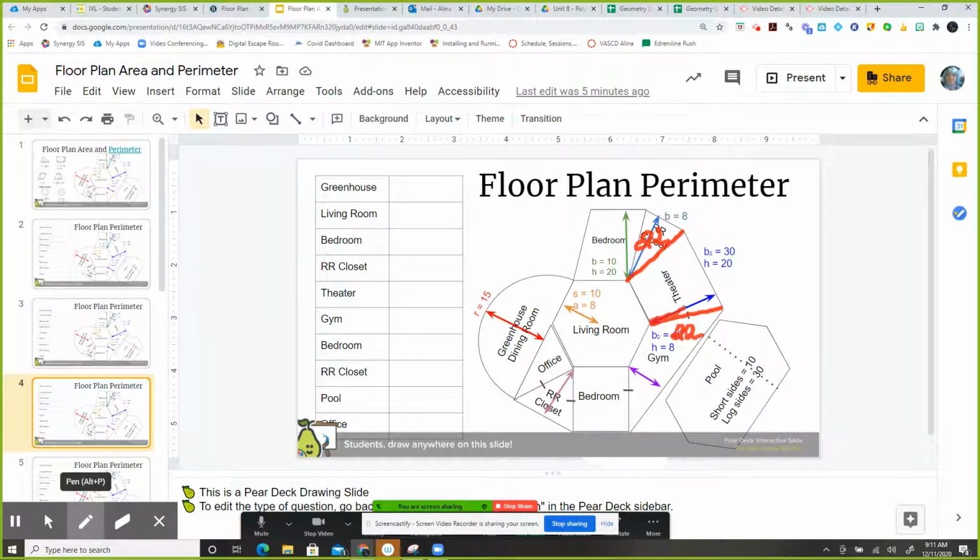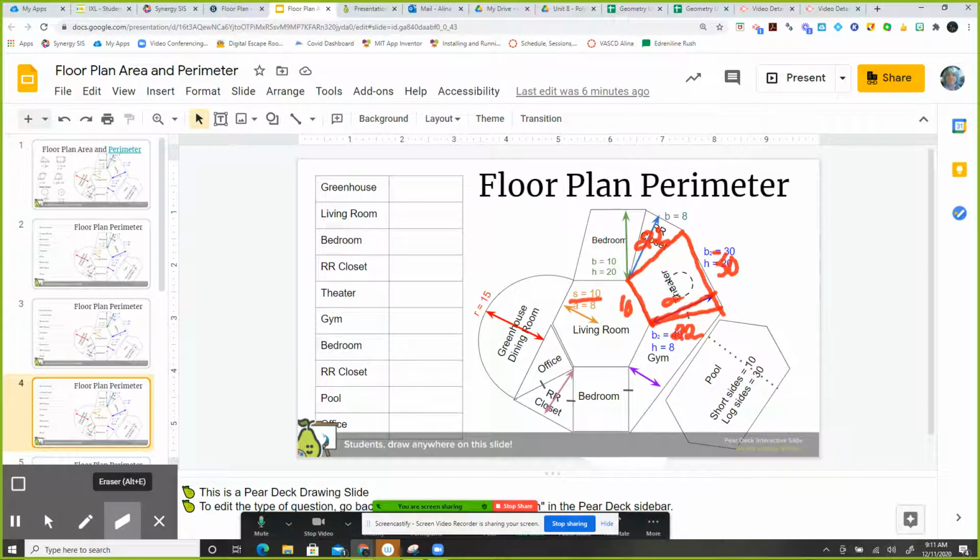We've got a height of 20, so the 22 makes sense. And then a base 2 of 30. What's the base 1? Where can I find that? We've already used it once. What's the top short side of that trapezoid? 10. It is 10 because the sides of the living room are 10.